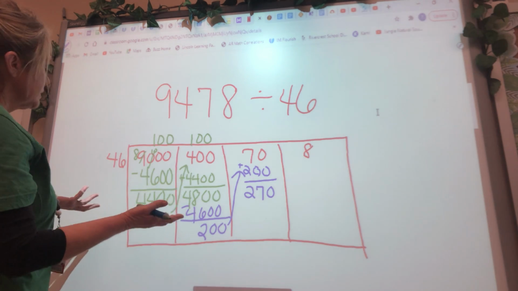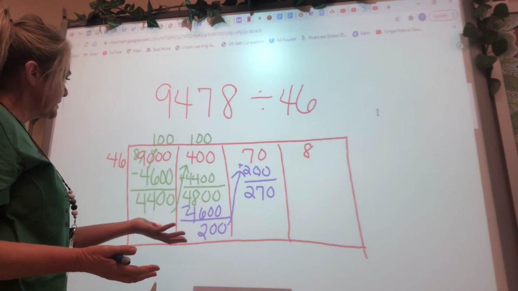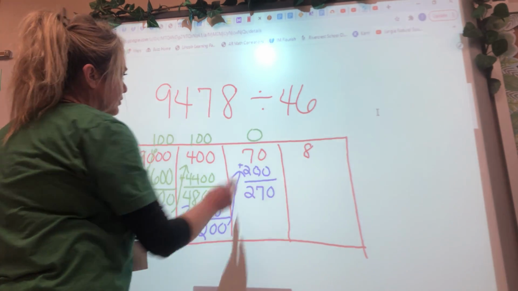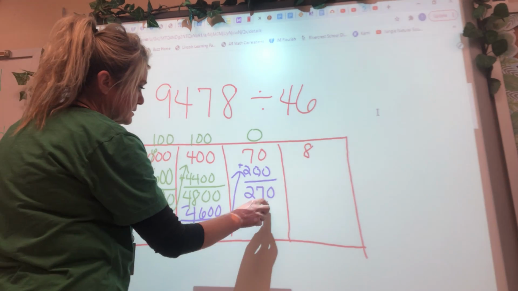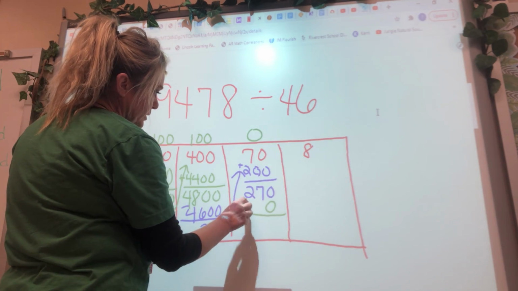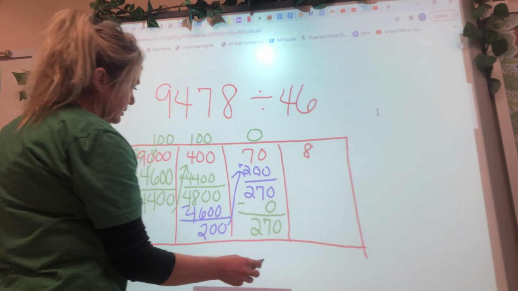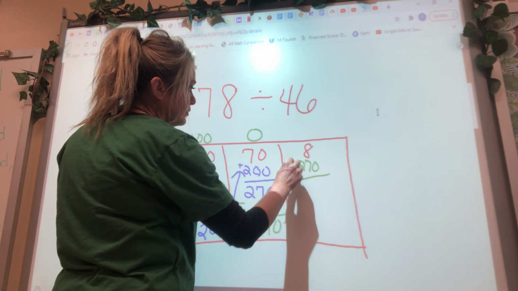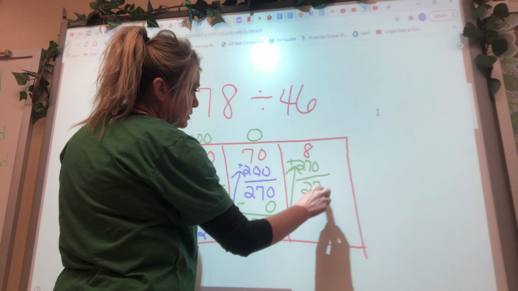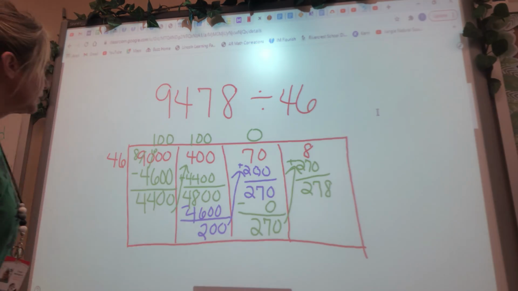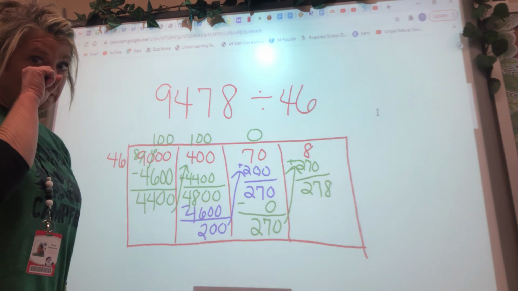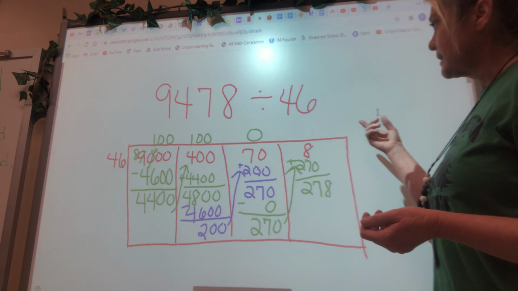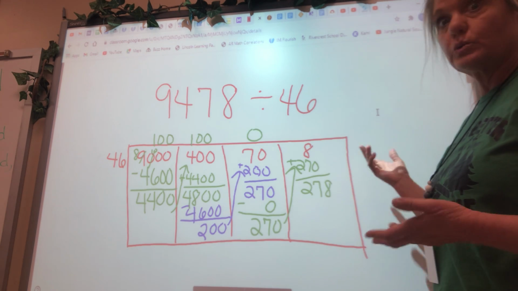Now we look and say, well, 46 won't go into 270 in any multiples of 10, will it? No. So here we would have our 0, and 0 times 46 is 0. And we subtract, and we would still have 270. And just like the other model, it comes on over and adds to what we already had over here. So now we have 278. Again, 46 won't go into any multiple of 10, will it? Because if I did 46 times 10, I would get 460, and that's way too much.